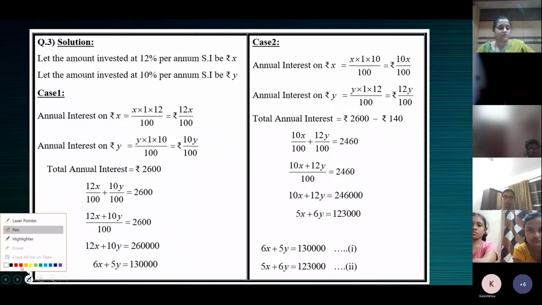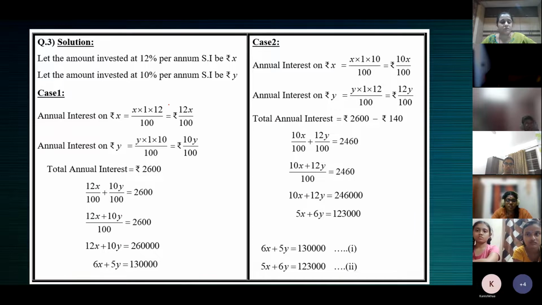So you can see here the annual interest. So you can see the assumption here.